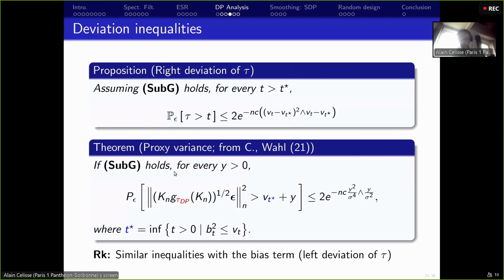If we make the same assumptions, sub-Gaussian error terms and Gaussian and bounded kernel, sorry, then you can prove that with high probability, the variance term at tau dp is controlled by the proxy variance at t star, plus a deviation term y, which is related to the level of control of the probability of the event. This is exactly a byproduct of this previous oracle deviation inequality I was commenting on at the top of the slide. So this is why there is a connection between these two things.